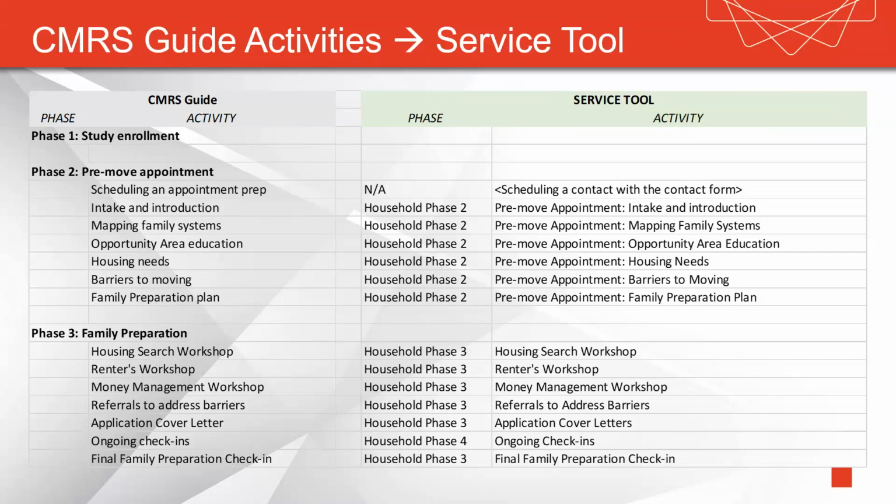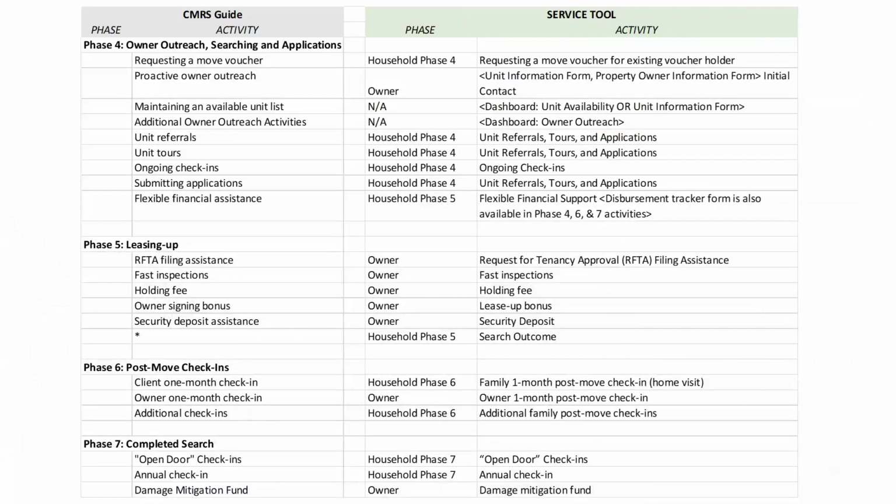And then let's go to the next slide. And this one's just the other phases: phase 4, phase 5, phase 6, and phase 7. In the CMRS guide, some of the things that you're going to be doing in a phase are with the household or family themselves, and then some of the things are going to be involving the owner. In the service tool, this is a big distinction: contacts that are made with the family versus contacts that are made with the owner. You can think of it as two sides of the tool.